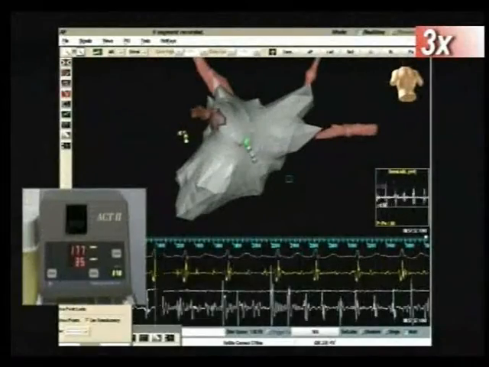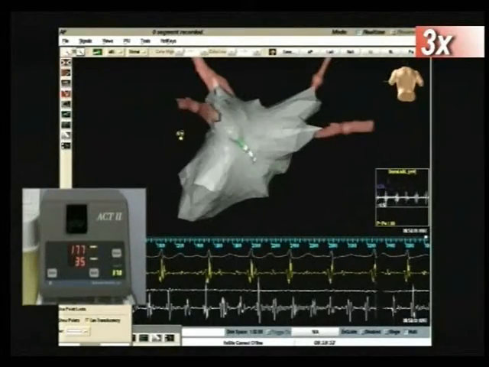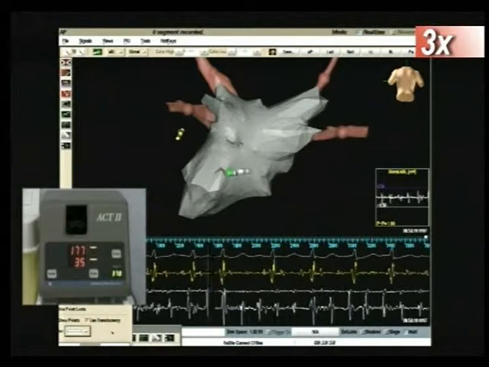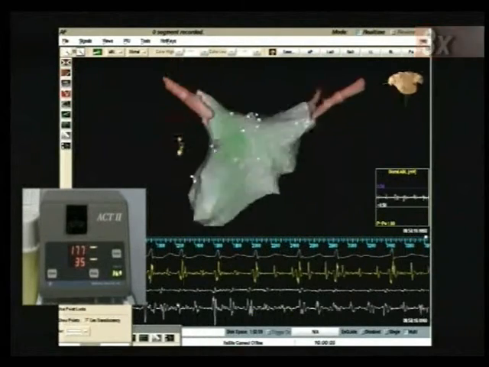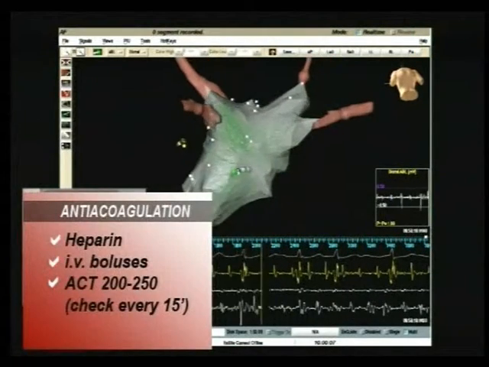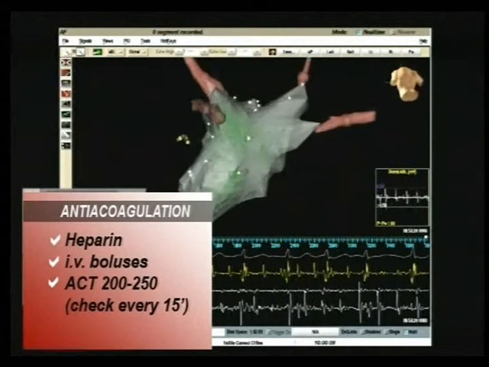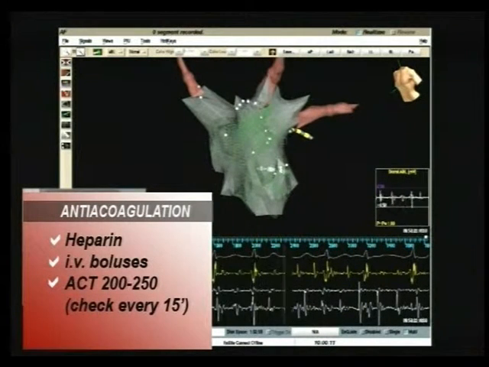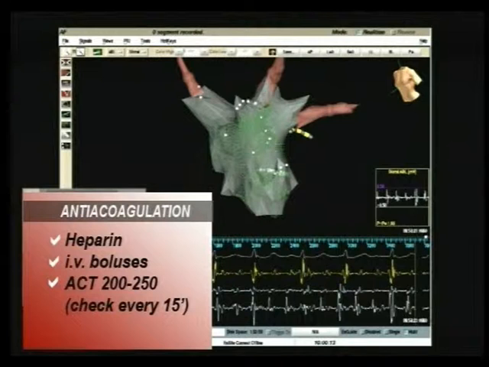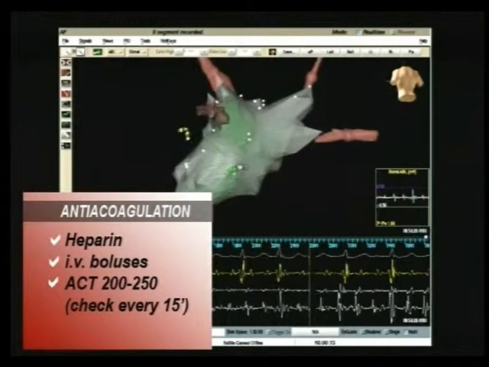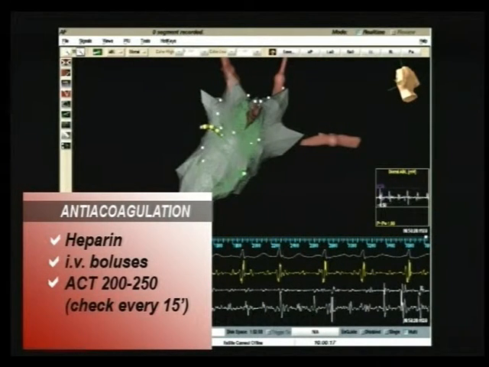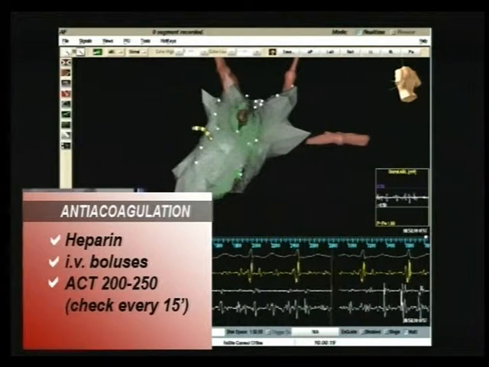In the left panel, the activated clotting time monitoring system is shown. Blood samples are monitored constantly. Following transeptal access, a single bolus of heparin is administered in vein. 2 blood samples are taken every 15 minutes in order to monitor the activated clotting time, which needs to be between 200 and 250 seconds.